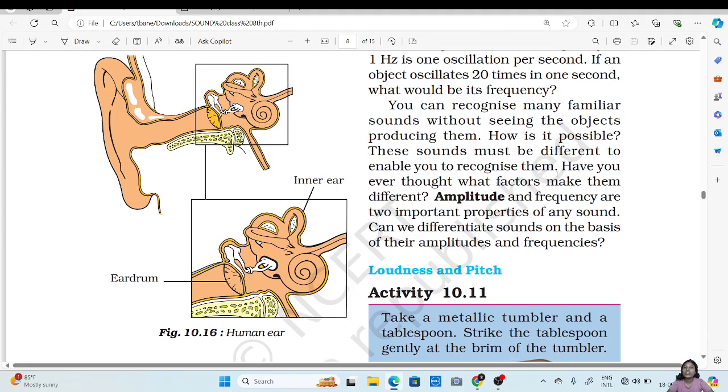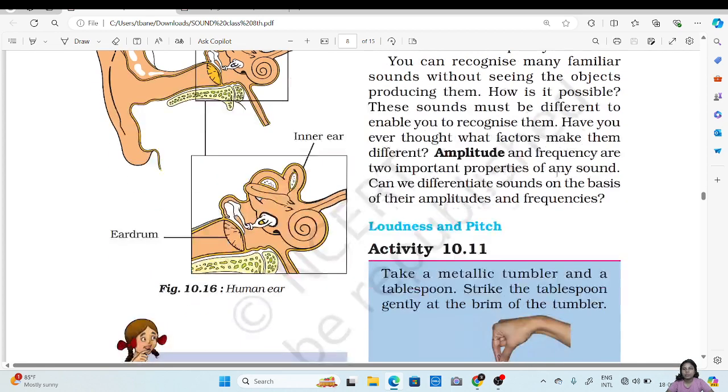Now we already know how the sound of a fan comes. You can hear a not very loud, but a fine hearable sound when you turn on the fan. In that case, your brain has already registered that it is the sound of the fan. Have you ever thought what factors make them different?